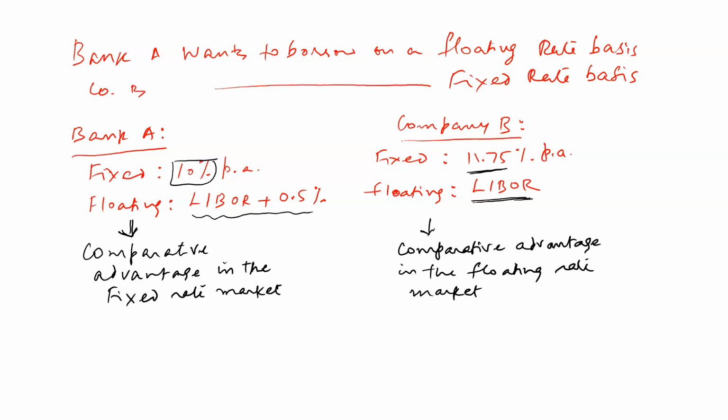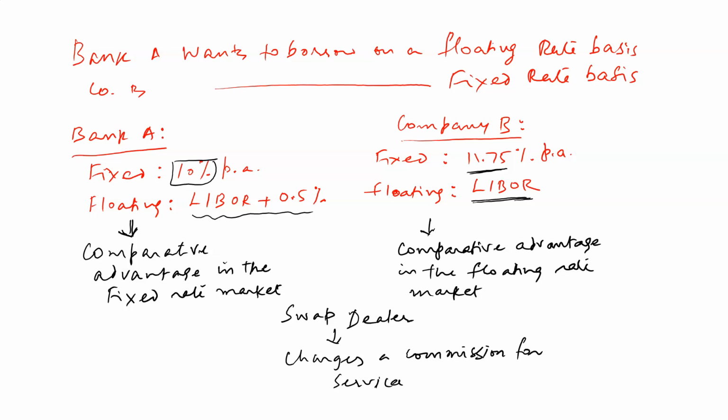But it's very unlikely that Bank A and Company B are going to be able to contact each other directly. So what is going to happen is that we will usually need an intermediary, like maybe another bank or a financial institution, which is going to establish a connection between these two, Bank A and Company B. We are going to call that intermediary, which brings them together, the swap dealer. And of course, the swap dealer is going to charge a commission for its services, right? That's reasonable enough. Services rendered.